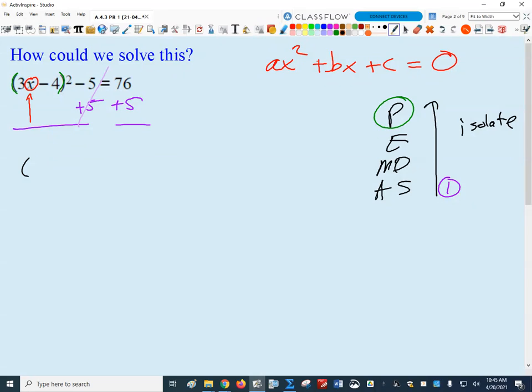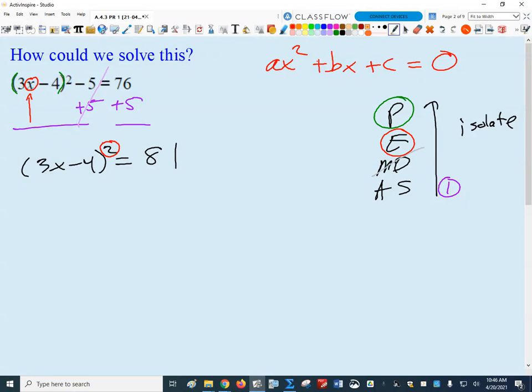And we've got the quantity 3x minus 4 squared equals 81. Is there any multiplication or division outside of the parentheses that I need to undo? What do you think? I'm seeing people shaking their heads. You're right. There isn't any. So we can cross that step off, which brings us to the exponent step. Okay, well, there is an exponent.